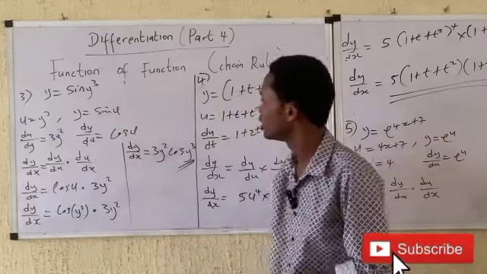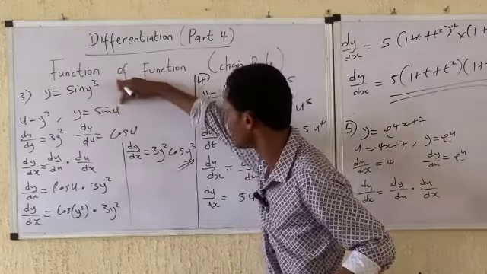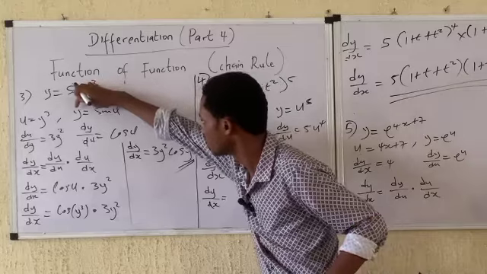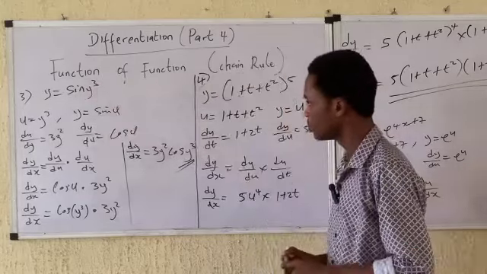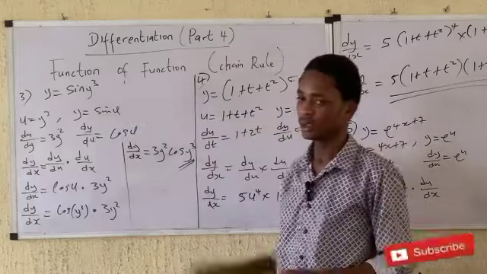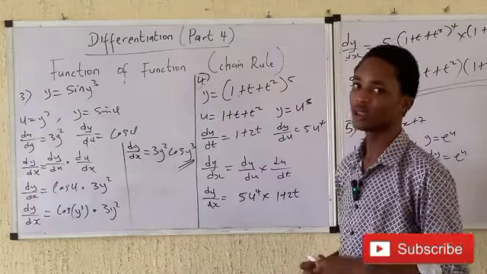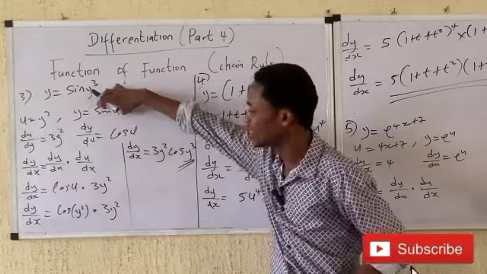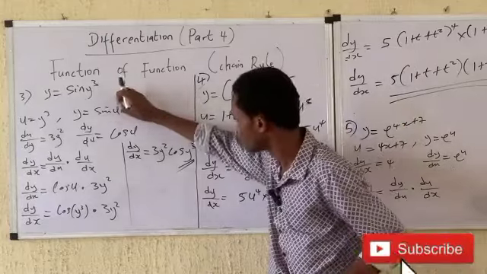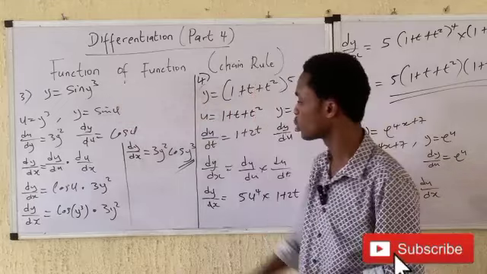Now, differentiate y with respect to u. So here now is u. dy/du equals cos u. Differentiate sin u, you get cos u. If you want to do the reverse, you differentiate cos u and you get minus sin u.